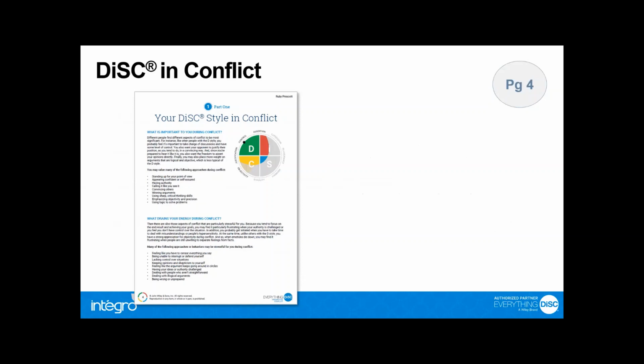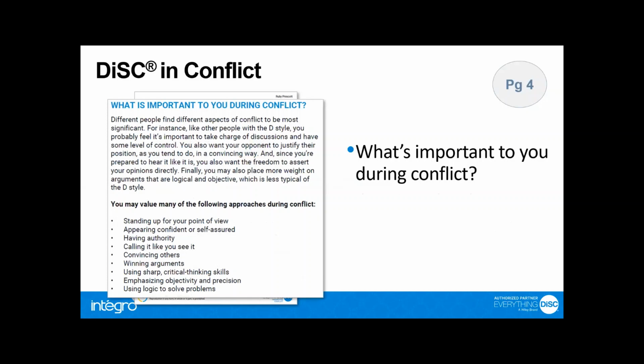Okay. Page 4, like motivators and stressors in the workplace profile, we now look at what's important to you during conflict. And again, we've got a bunch of bullet points there. And here's where we see winning arguments is halfway down Ruby's list there. That's what's important to her. If you're not a D style, you might read those and go, wow, that's interesting. I never knew that, which is what I did when I saw it. It's like, that explains why I have difficulty getting into conflict with someone who's a D style, because it's so different to what's important to me.